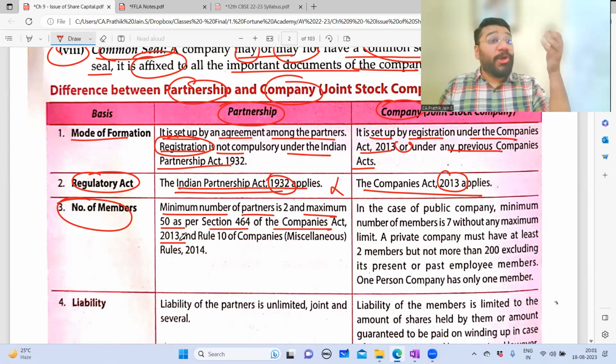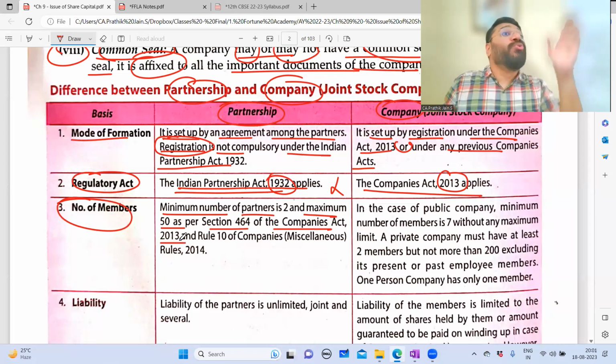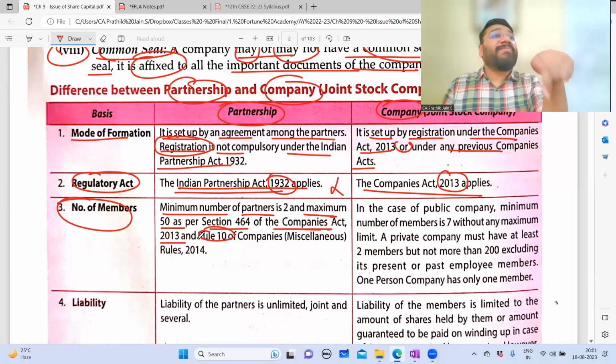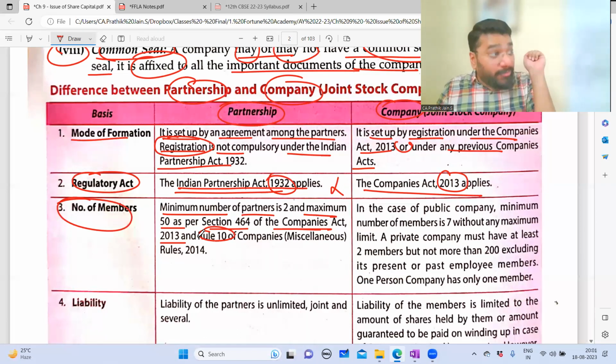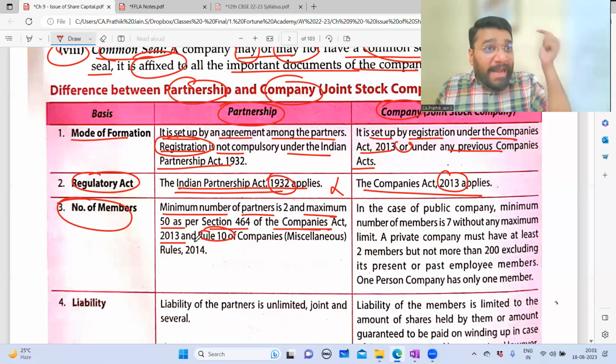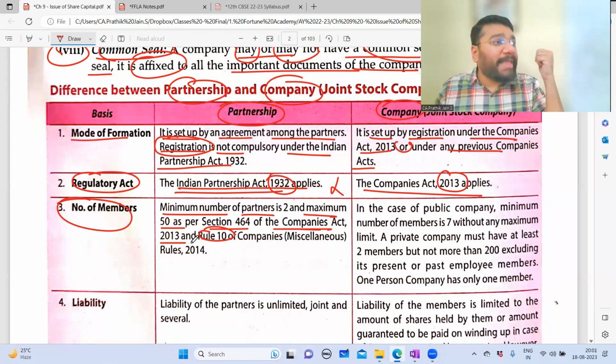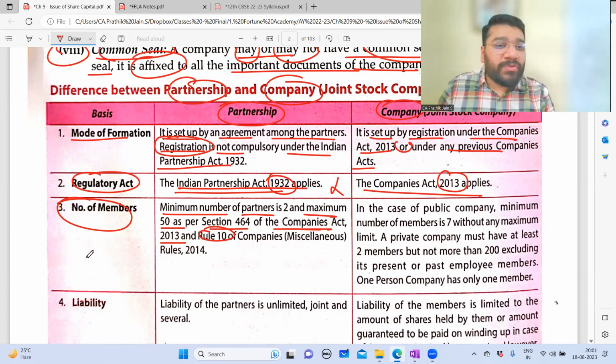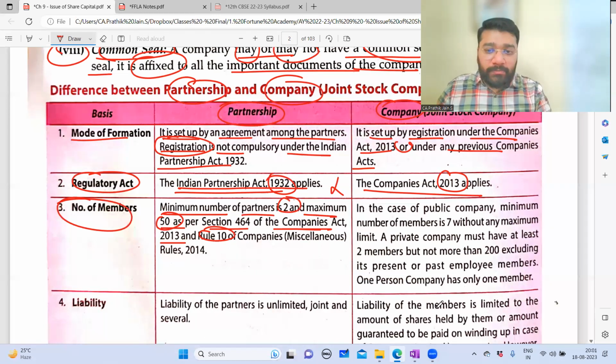Now, look at this. Look at the plight of the Indian Partnership Act. Who is giving the maximum limit? The Companies Act rule book is giving the maximum limit. The maximum limit that is being given is 100. In that, the central government is empowered and has said that currently the maximum limit we're keeping is 50. So minimum 2, maximum is 50. Any problem? Now, listen to me very carefully.